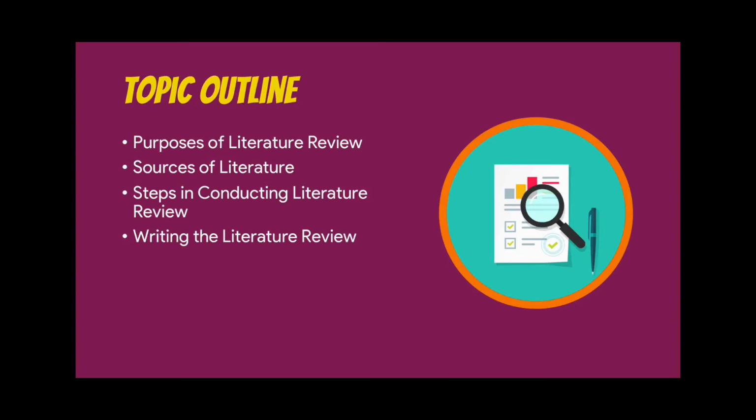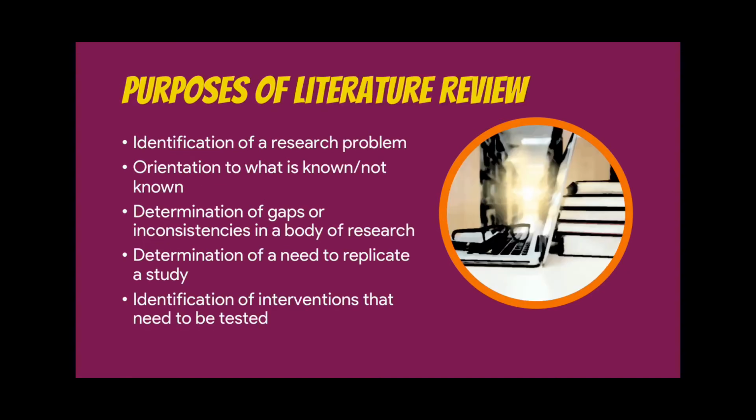So we'll be discussing the following topics. We'll talk about the purposes of doing literature review across the research process. We'll talk about the different sources of literature, and we'll try to evaluate which literature should be prioritized to be put in the literature review section and in the other parts of the study. And then we'll talk about the steps in conducting literature review, and how to write the literature review.